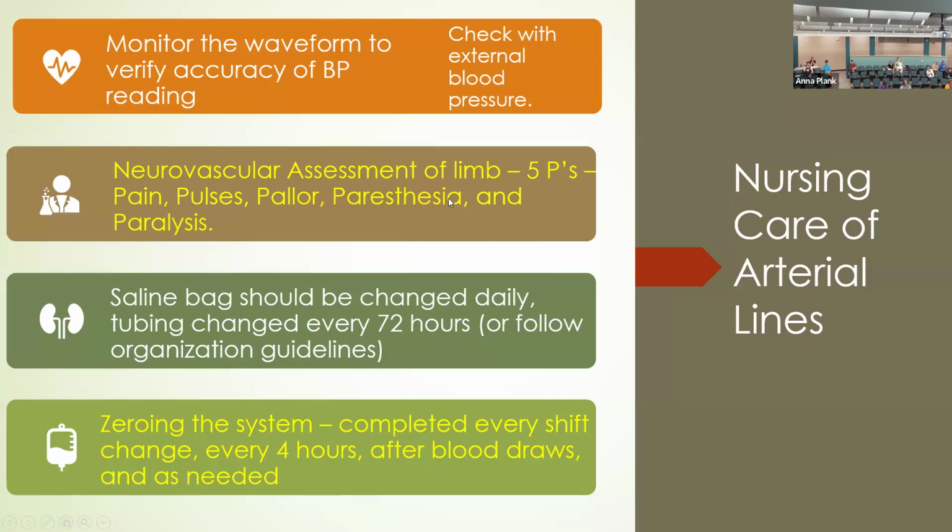You have to make sure you're assessing the limb wherever it is. If it's femoral, you go in the leg. If it's radial, you go in the hand. Because we are semi-occluding that artery, we want to make sure we have good perfusion. We change the saline bag, that pressurized bag, every couple of days, and we have to zero it correctly.